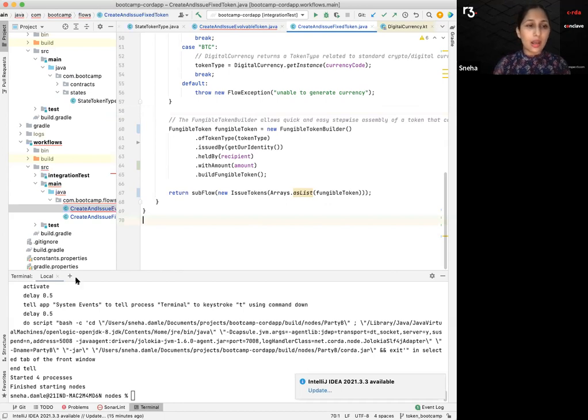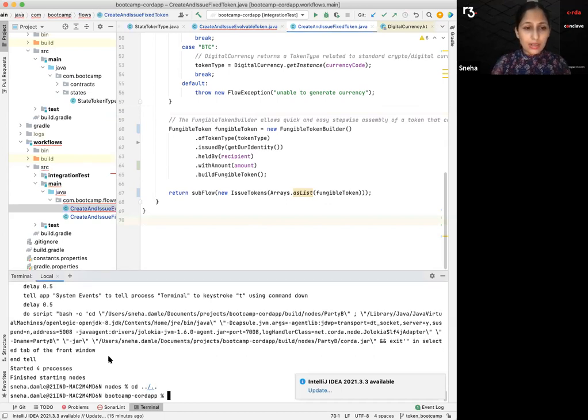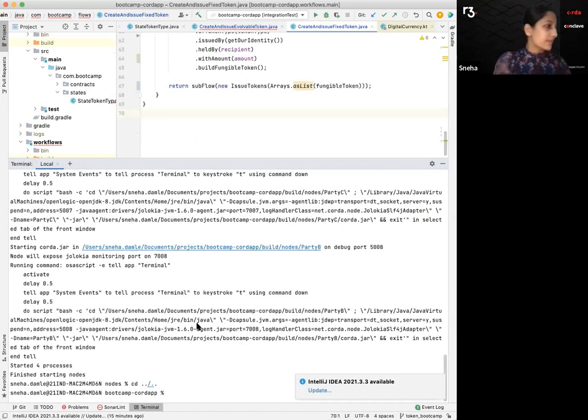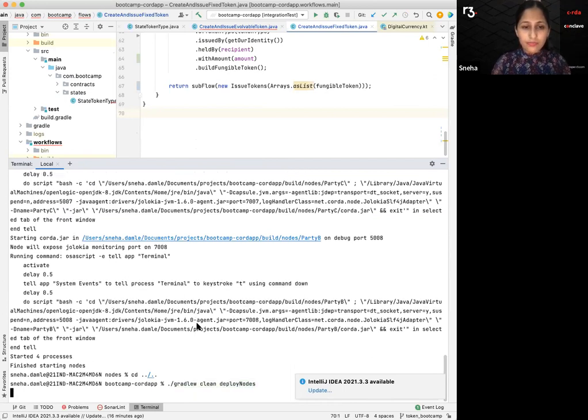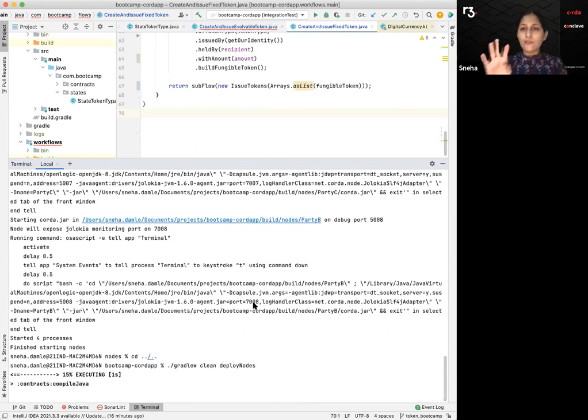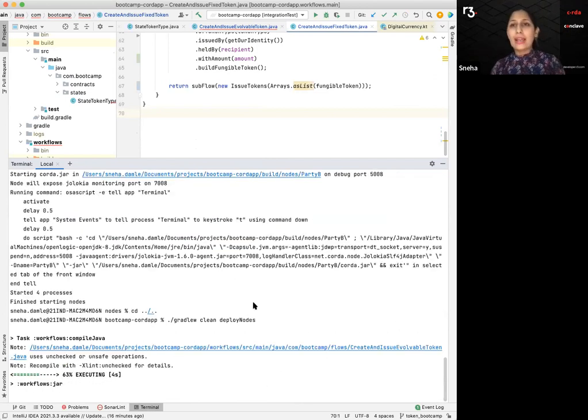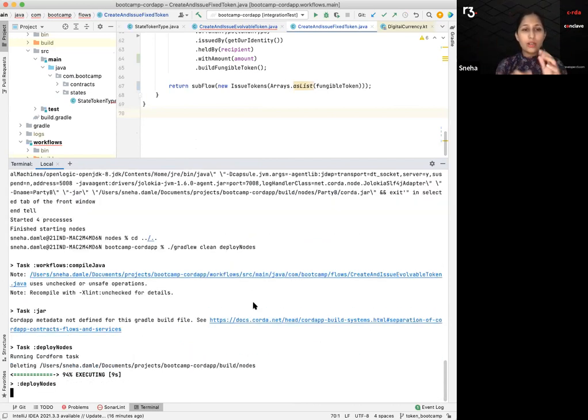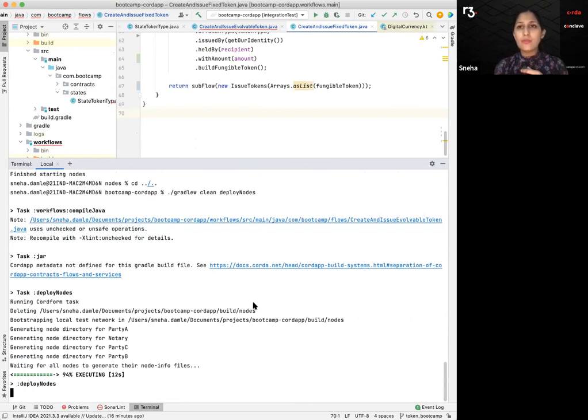And let's do one thing now. Let's quickly run this Bootcamp Corda app. Now to run this Bootcamp Corda app, I'm going to do a ./gradlew clean and deployNodes. So this command will deploy the 4 nodes which we have defined in our build.gradle. And so it will deploy party A, B, C, and notary. And once we're done with that, we will issue tokens. We will run both these flows from the party A terminal, and then let's see what happens.